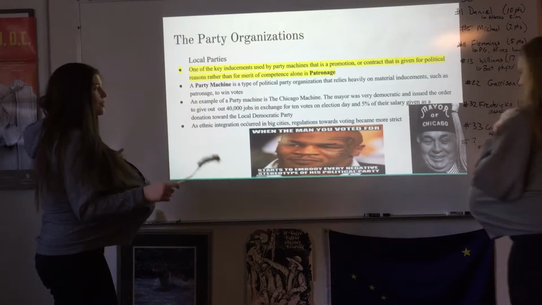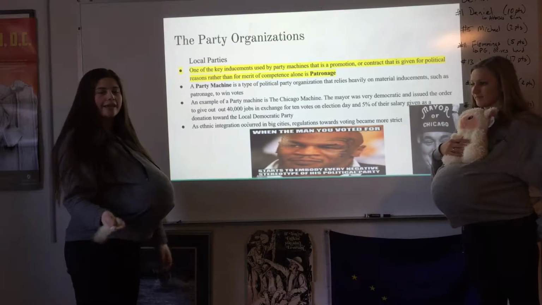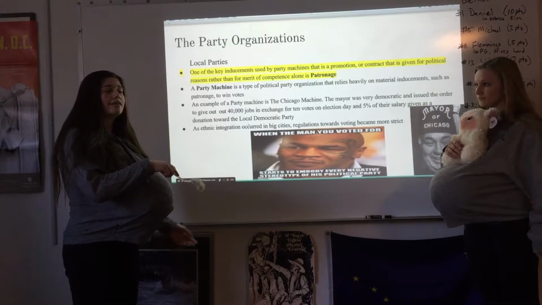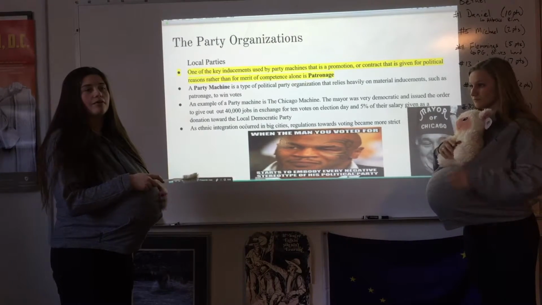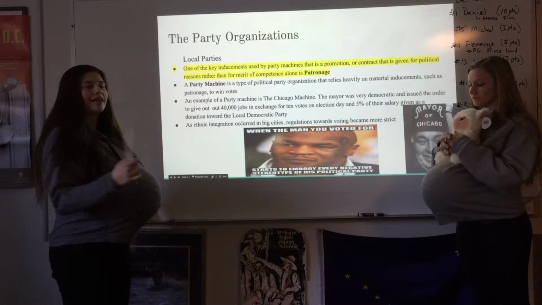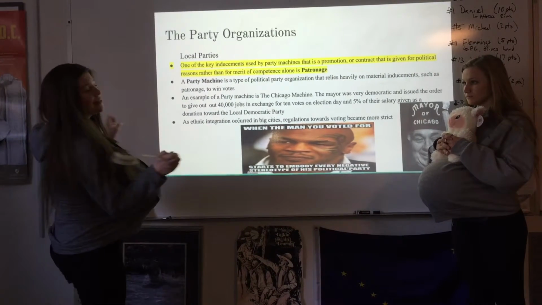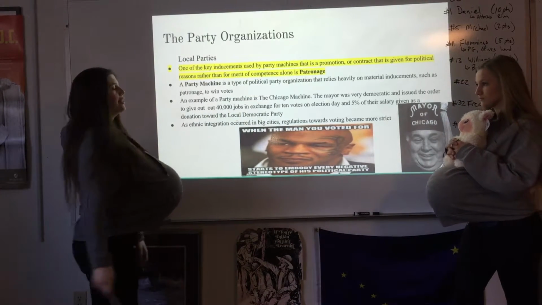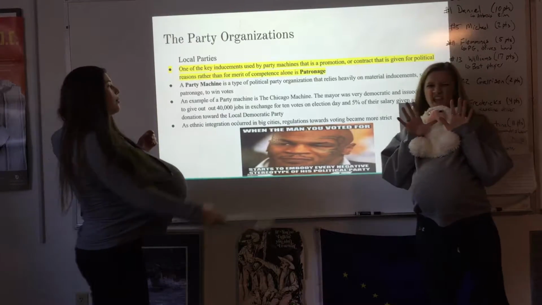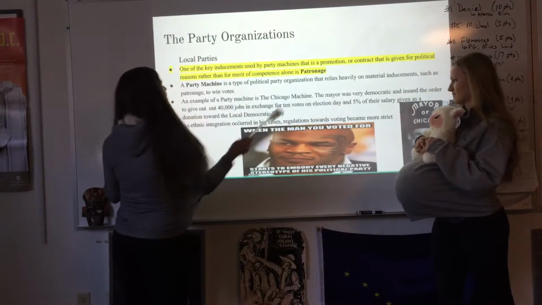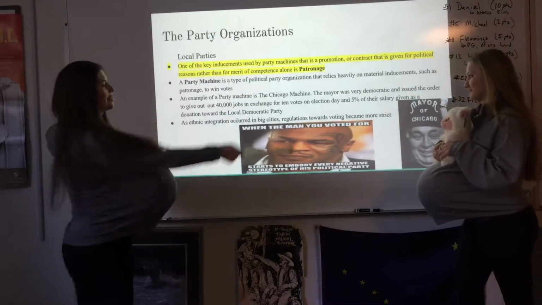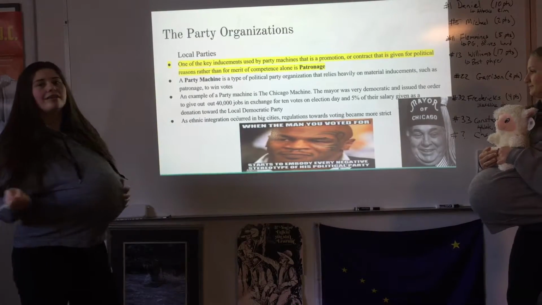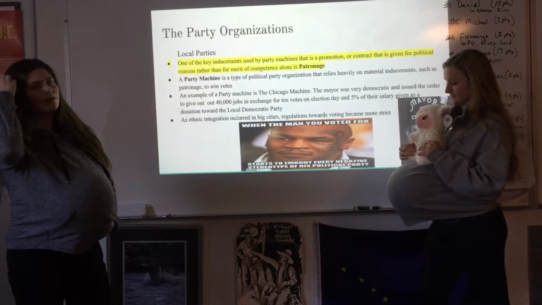What happened in Chicago was the mayor was a Democrat, and a lot of other cities and states wanted votes, obviously, for their candidate to win. So they were like, we'll just give out a bunch of jobs so that you will vote for us, and you have to give us 5% back of your income in the form of a donation towards our party. In Chicago, they gave out 40,000 jobs in exchange for votes, and on election day, 5% of the salary was given back to the Democratic Party, because the mayor of Chicago was a Democrat. Finally, after a little while, they realized this is bad because of monopolies.